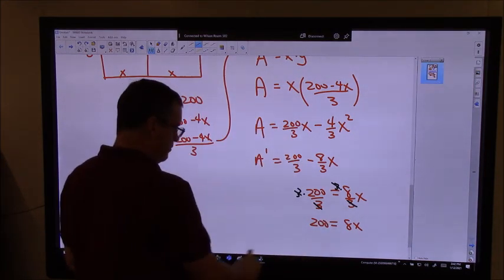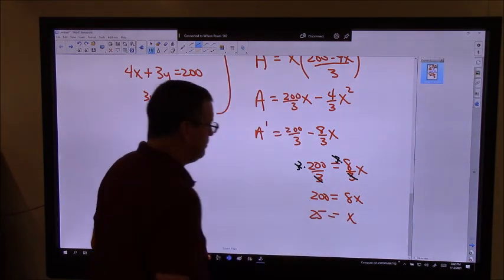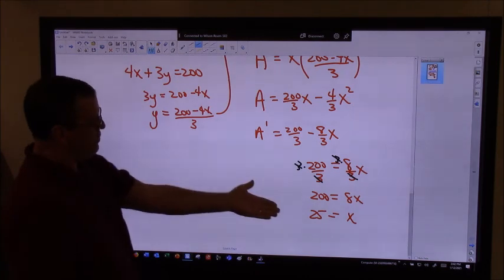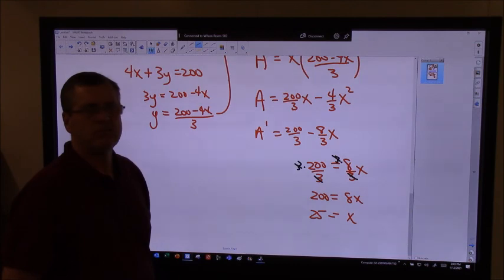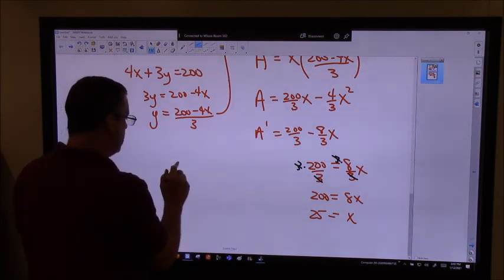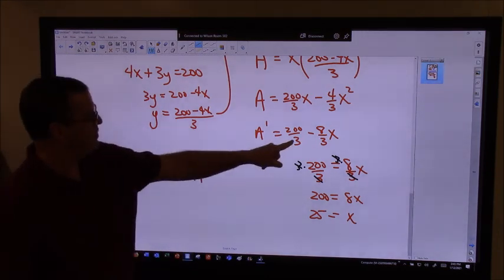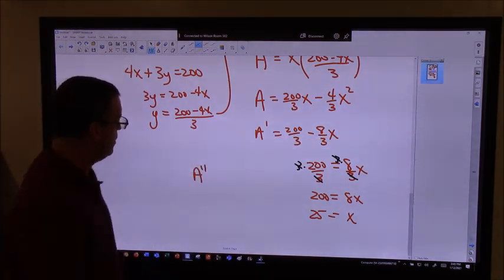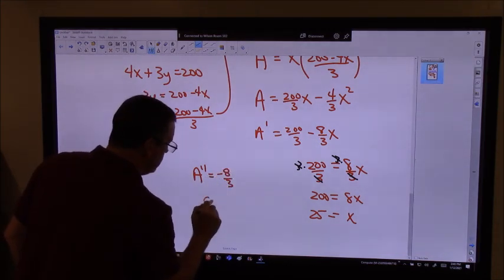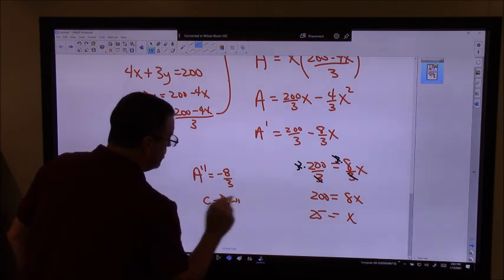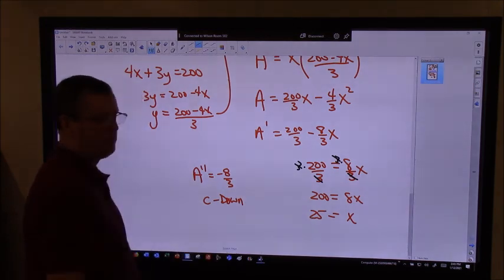Sounds like 8 quarters, right? So x equals 25. And so now I just need to verify, is that a maximum or a minimum? So I need my second derivative. So a double prime, I don't need a calculator for this. Derivative of that is 0, derivative of this is a negative 8 thirds. And this is always concave down. So if we're concave down at 25, it means that's where there's a relative maximum.